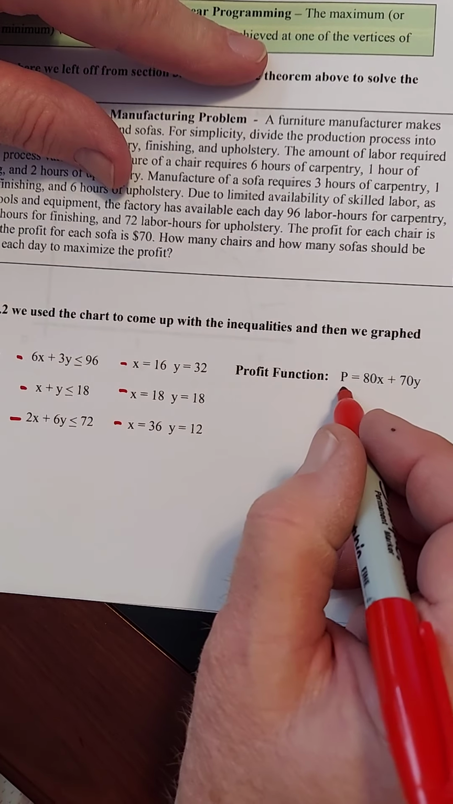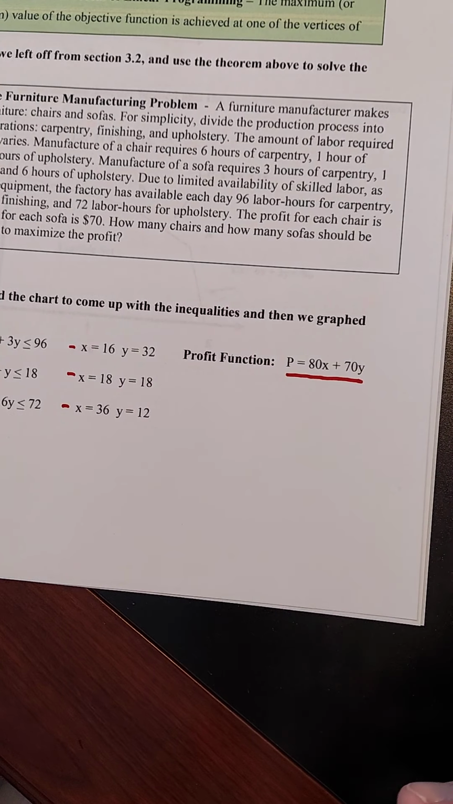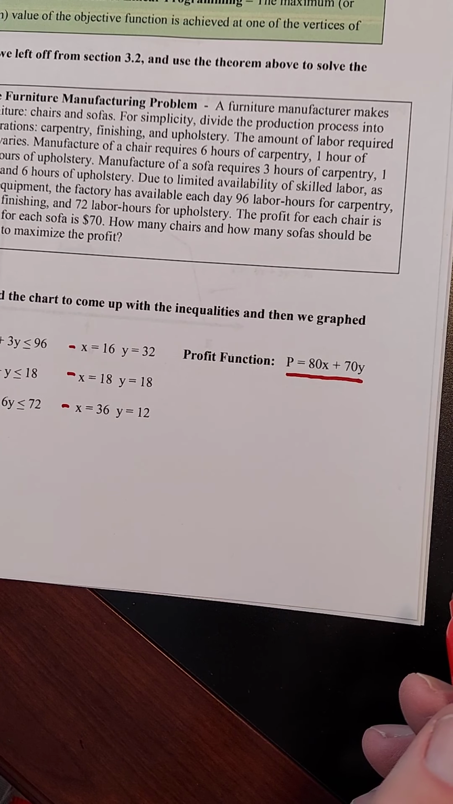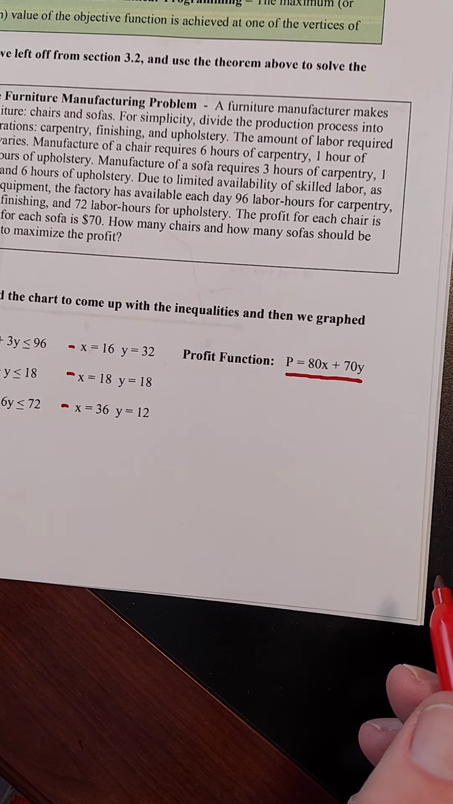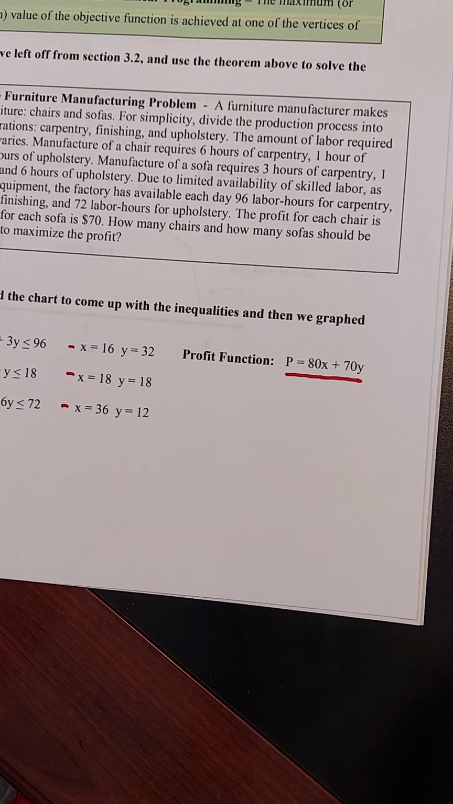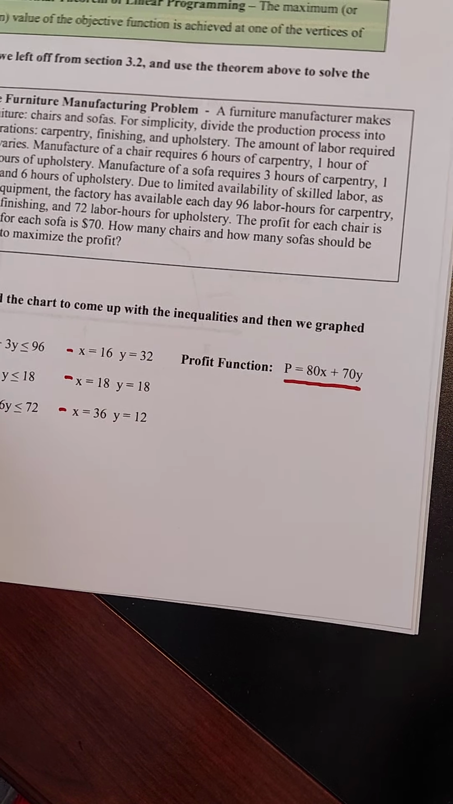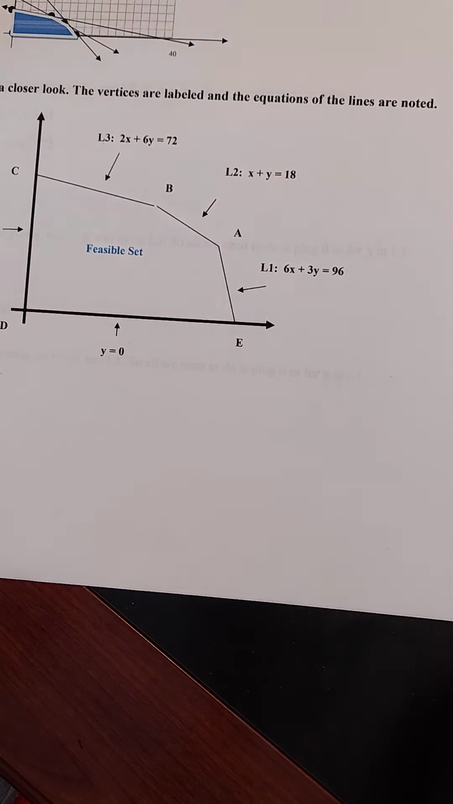And then this is the profit function. Profit is 80x plus 70y. In all of these problems, you're either going to have a profit function or a cost function. You maximize profit, you minimize cost. And I'm going to show you one problem from each type in this lesson. The maximization is the same thing we were working on here, so we'll finish that, and eventually I'll get to a minimization.